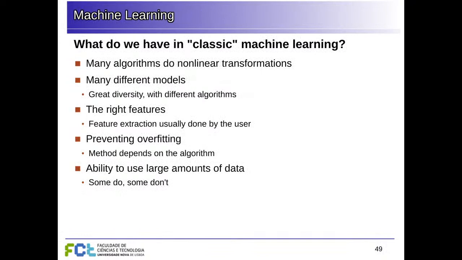So in classic machine learning, and by classic I mean not using deep learning and neural networks, we have many algorithms that do these nonlinear transformations, and so we have many different models. We can choose random forests, support vector machines, different techniques to try to solve these kinds of machine learning problems. And for these, we also need the right features. So we have techniques to select features, to extract features, but we need to be working with the data, applying those different techniques, evaluating the kind of features that we have, and then also choosing the models depending on the features that we have. And so this requires a lot of work, a lot of human intervention at this stage.